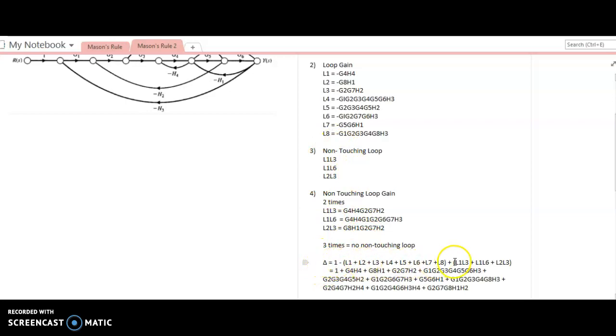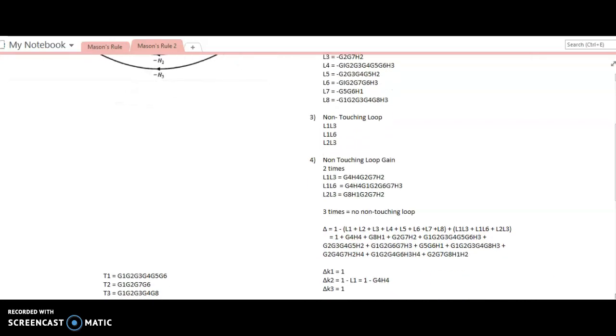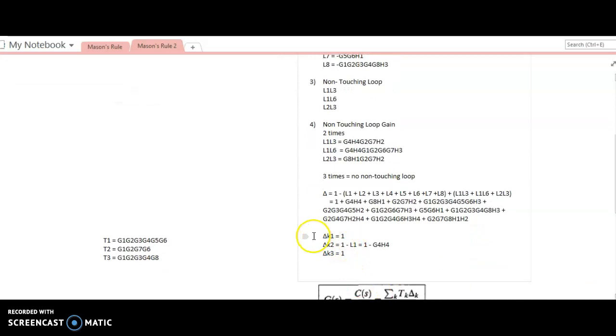So delta ni adalah, macam yang saya cakap tadi, 1 minus summation of loop gain, plus dengan summation of non-touching loop taken 2 times. And then akan dapatlah yang ni. So apa yang perlu buat seterusnya? The cofactor. Cofactor K1, semua loop touch. Cofactor K3 pun sama, semua loop touch. So dekat K2 sahaja ada cofactor.